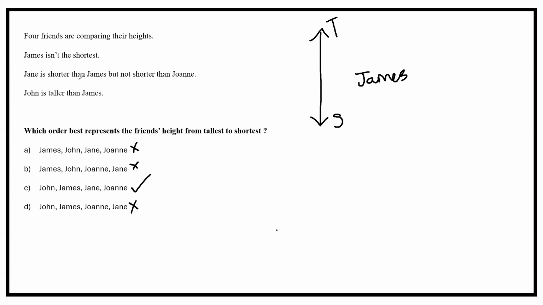Okay, then it says Jane is shorter than James. So I know that Jane needs to go below James, okay? And then it says, but not shorter than Joanne. So Jane is taller than Joanne. So I'm going to put Jane here and Joanne underneath. And that automatically means that Joanne must be shorter than James as well, doesn't it? And then it says John is taller than James. We don't need any more information because the fact that John is taller than James and James is taller than the others means that John is the tallest. So that's what I would do.